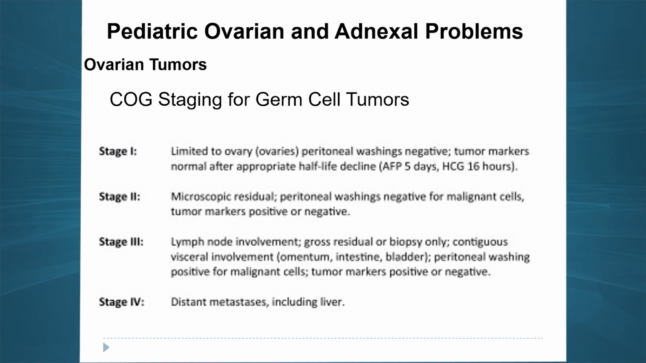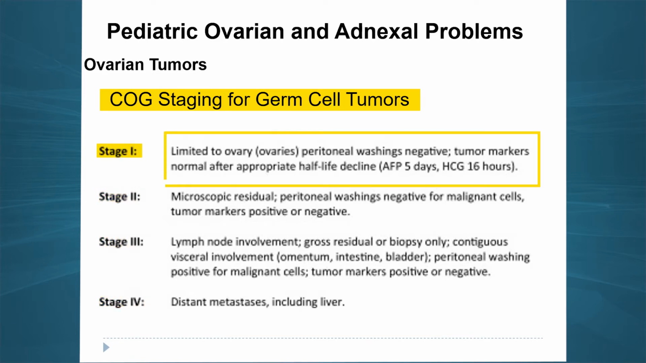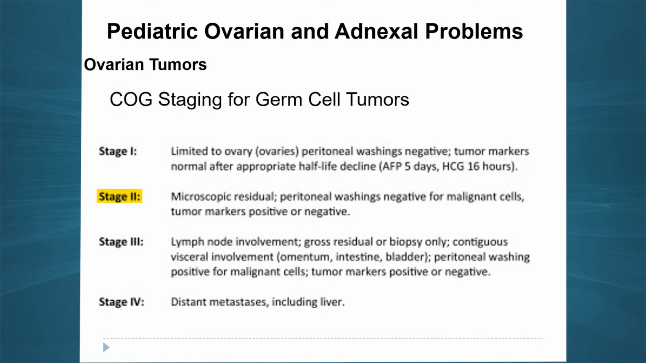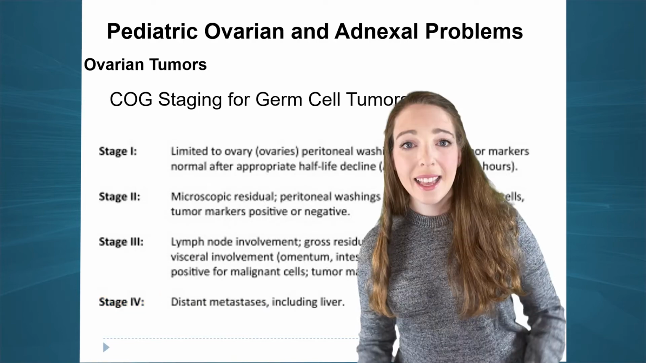When we think about staging, it's COG staging for germ cell tumors, really stage 1, 2, 3, 4. Stage 1 is really limited to the ovary. Your washings are negative. Your stage 2, you have rupture of your tumor through the capsule. Your peritoneal washings are still negative. And then stage 3 is if you've got lymph node involvement, and stage 4 is if you have distant metastases.